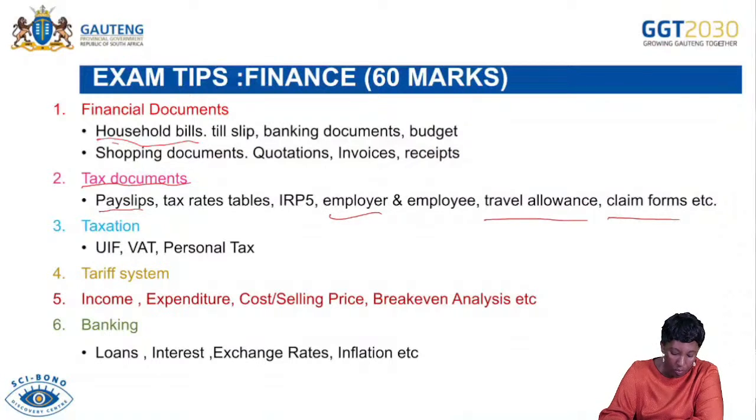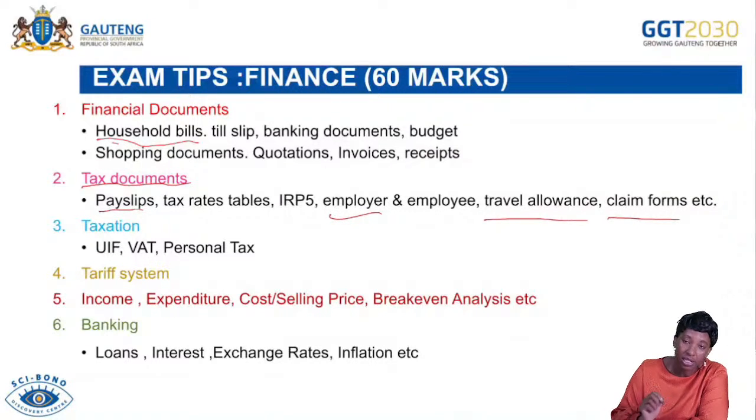And then they will pay you based on your claim forms if you have done something extra on top of what you are normally doing. And then we have also taxation, the most important part. Remember, here we're talking about number 2, it was tax document. And then now number 3, we are focusing on what?